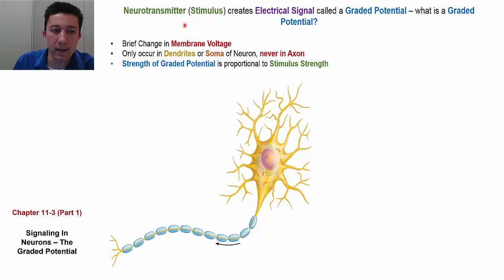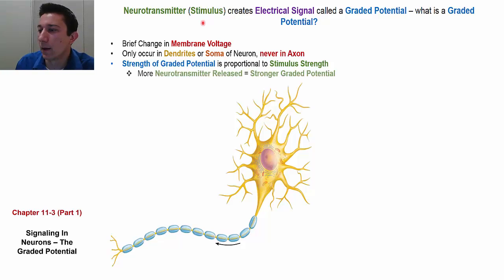So what is a graded potential? The strength of a graded potential is proportional to the stimulus strength. That's why they're called graded, because it depends on how strong our particular stimulus was. In this case, our stimulus was a neurotransmitter. So this would mean that if there is more neurotransmitter being released from our presynaptic cell, that would result in a stronger graded potential, or a stronger electrical change in our postsynaptic cell.